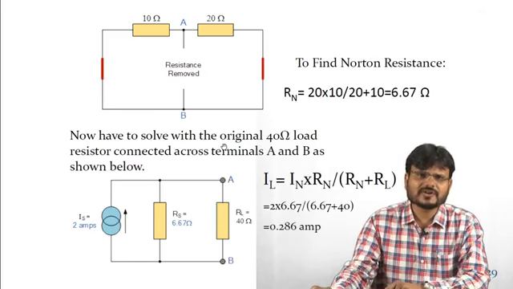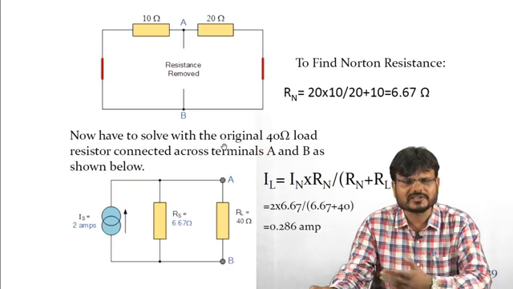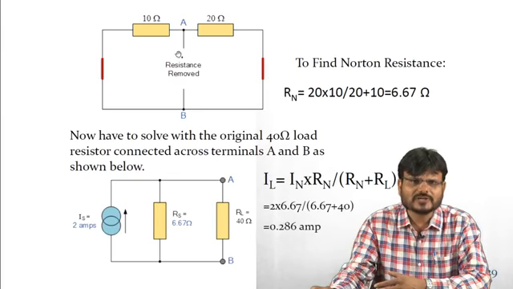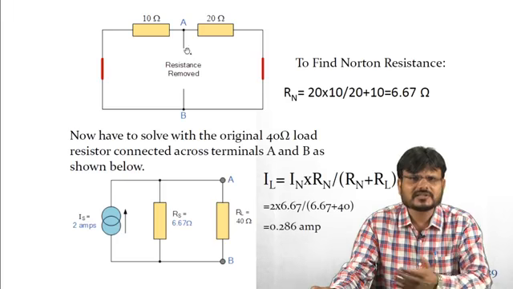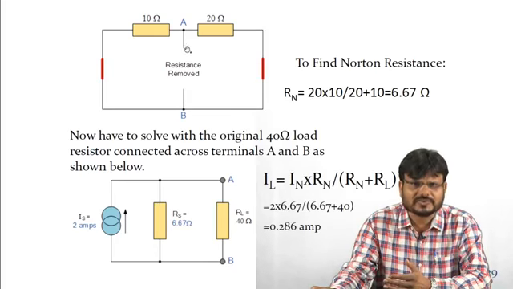Now next step is what? Next step is to find the Norton resistance. So how do you calculate the Norton resistance? Norton resistance is the equivalent resistance looking from two terminals into a network. So you are looking from this terminal A and B.